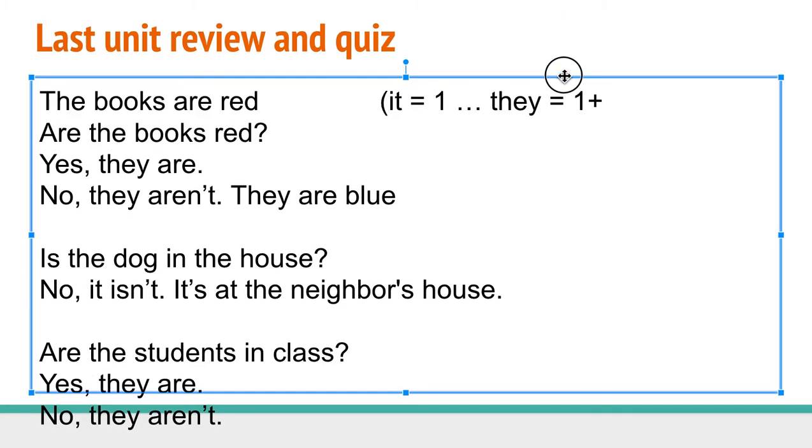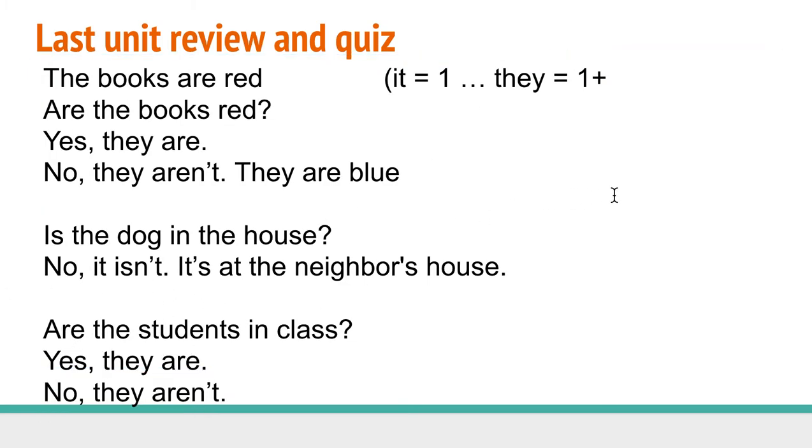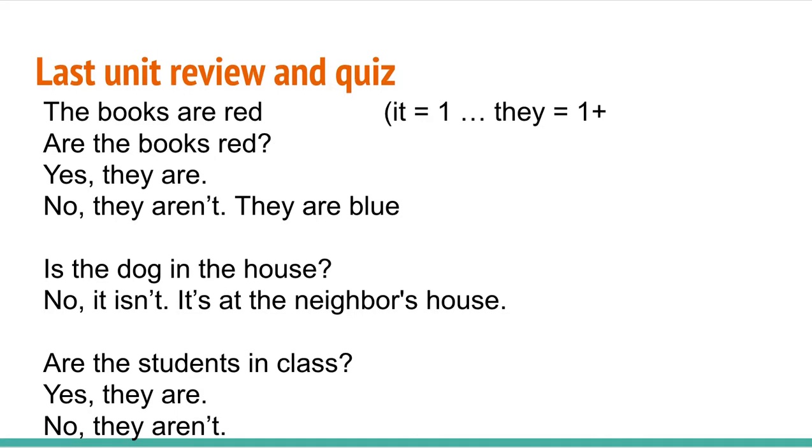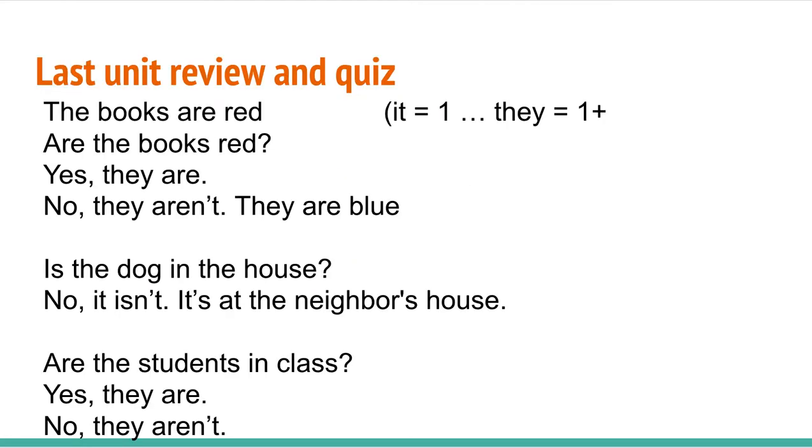And the last one is, are the students in class? Yes, they are. No, they aren't. Okay, so those are the basic rules that we've learned so far. And remember that are, is, and am, those are the forms of the verb to be. Okay?